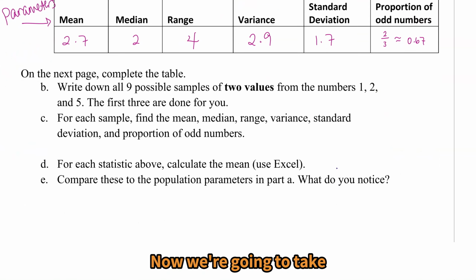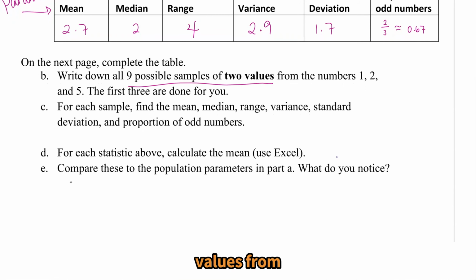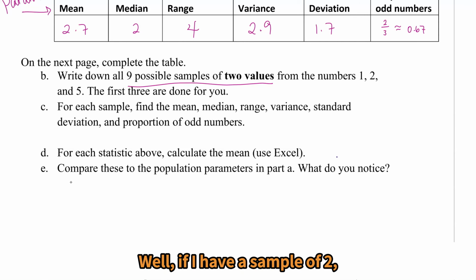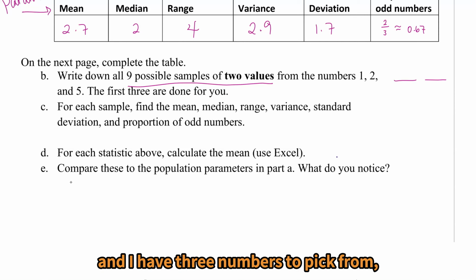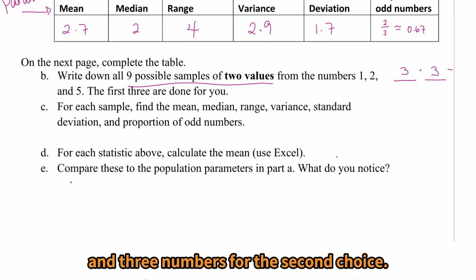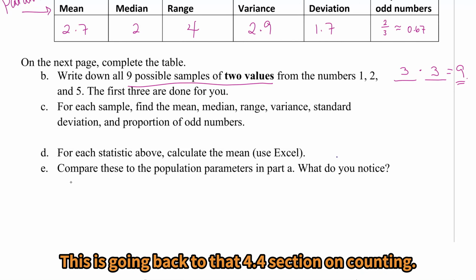Now we're going to take all the possible samples of 2 values from those numbers 1, 2, and 5. How do I know there are 9 of them? Well, if I have a sample of 2 and I have 3 numbers to pick from, I have 3 numbers for the first choice and 3 numbers for the second choice. So I have 9 total different samples. This is going back to that 4.4 section on counting.